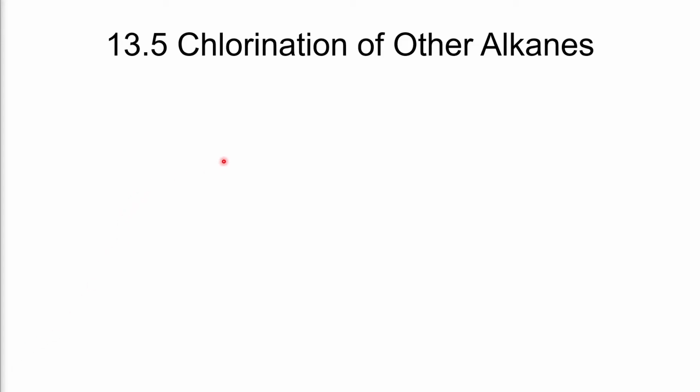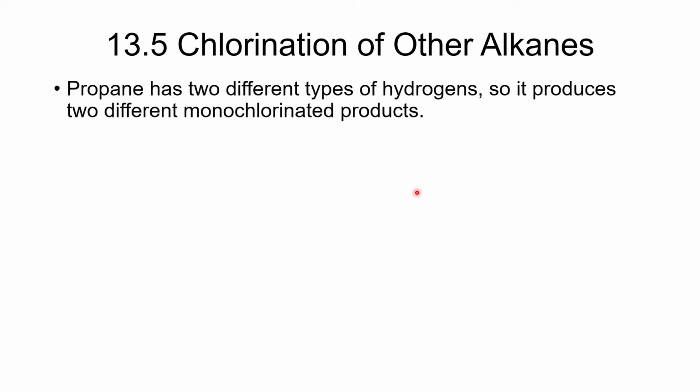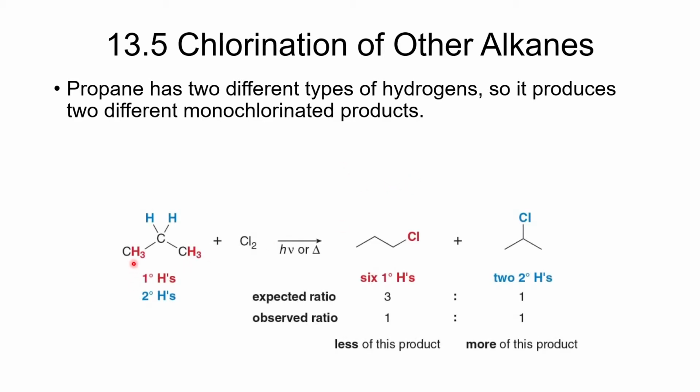All right, well, in this section, we're going to be looking at the chlorination of other alkanes that have more than one type of hydrogen. And in doing this, we're going to be interested in the ratio of how much of each of the products that we get. So, for example, propane has two different types of hydrogens. There's the hydrogens that are on the end carbons, and then there's the two hydrogens that are on the middle carbon. So that means we get two different products.